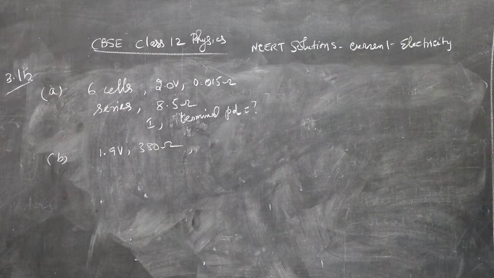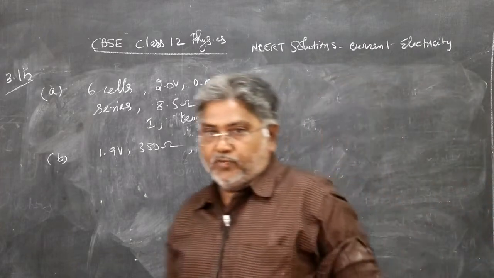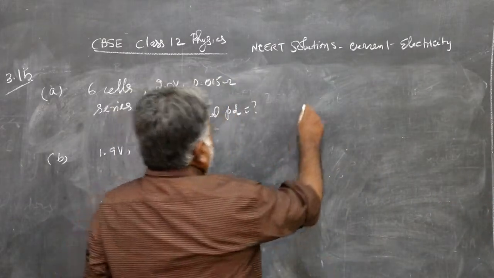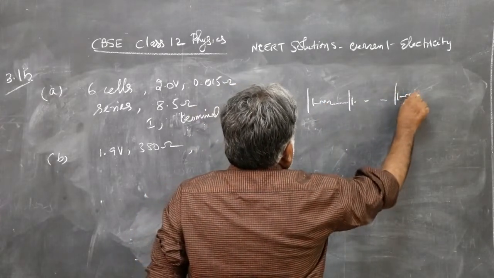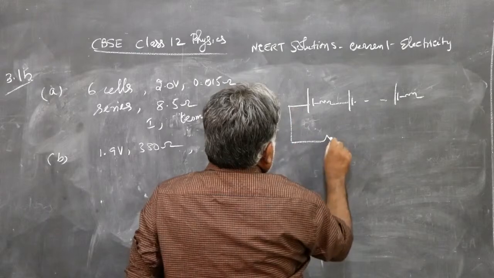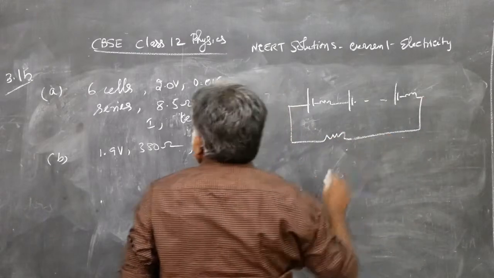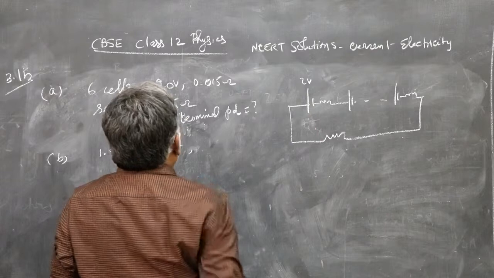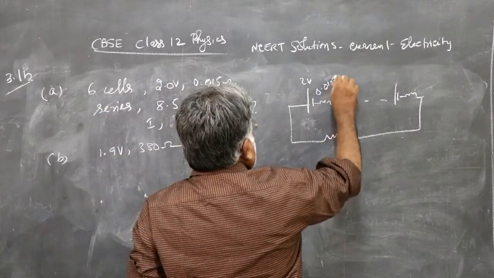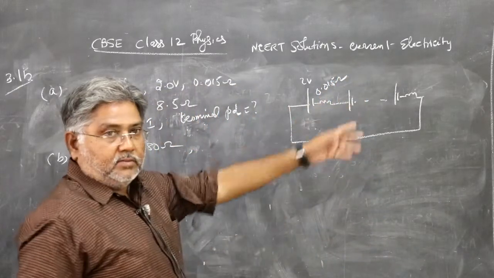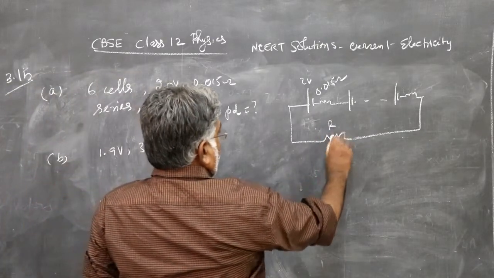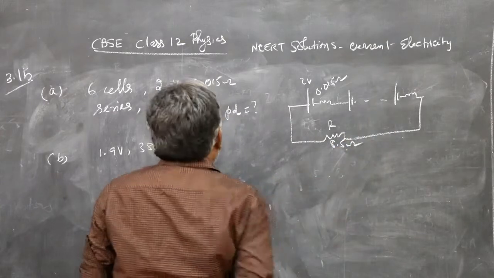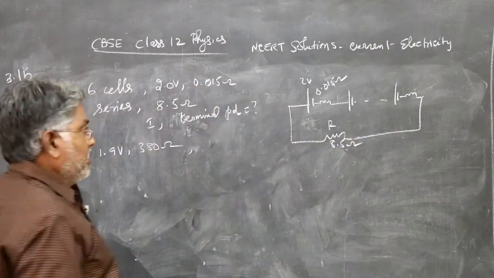So, first part: 6 secondary cells, each one having an EMF of 2 volt and internal resistance 0.015 ohm, all identical. External resistance is 8.5 ohm. We are supposed to find the current and terminal PD.